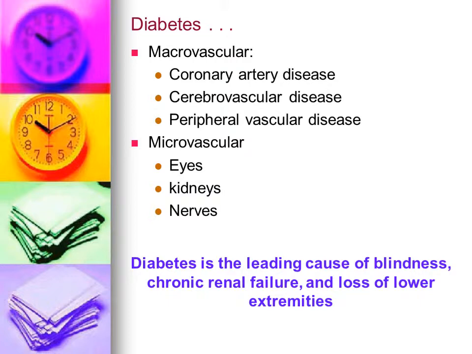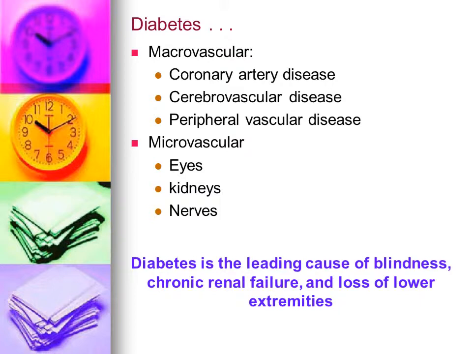Diabetes is the leading cause of blindness, chronic renal failure, and loss of lower extremities due to the destruction of these small, delicate vessels. The reason for these disorders of the vasculature has to do with the long-term effects of glucose on the blood vessels, increased formation of plaque, clots, and inflammation.